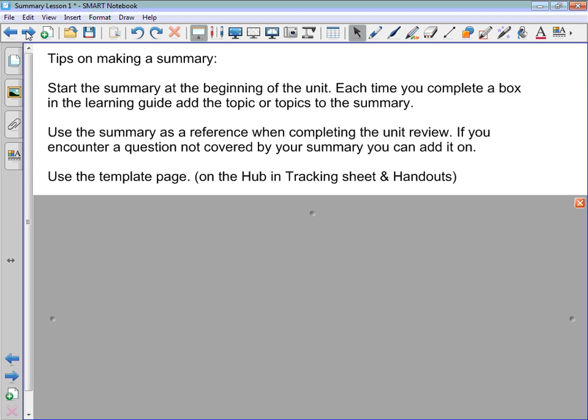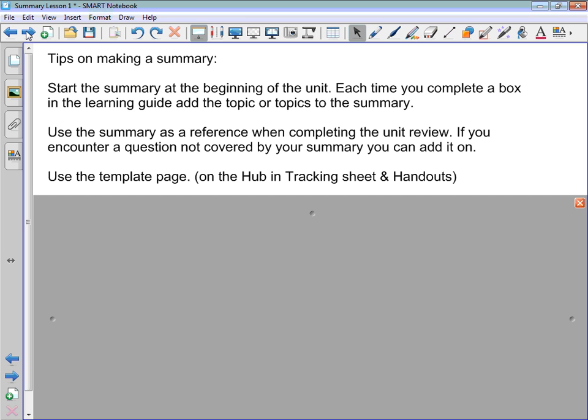So what should you keep in mind when you're making the summary? What I would recommend doing is to start the summary at the very beginning of the unit, when you do box A of that unit. Each time you complete a box in the learning guide, add the key information from that box onto your summary. Then move on to the next box in the learning guide. And then what you'll find is day after day, you'll just add on, and by the time you get to the last box, your summary will basically be done.